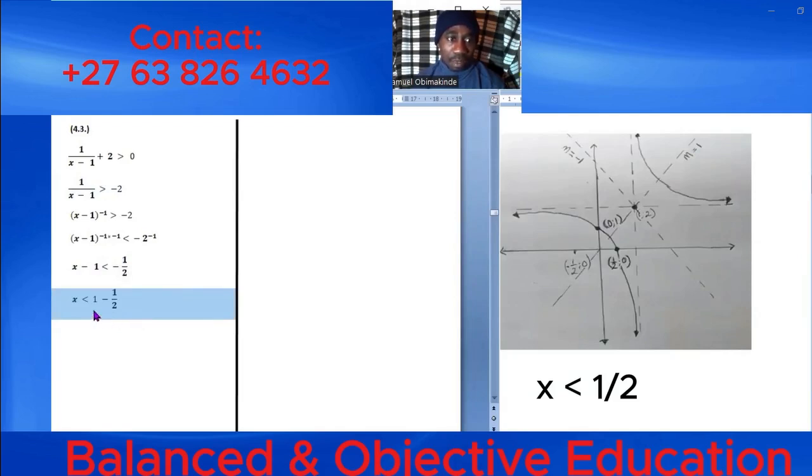So we can transfer that -1 to the other side, and if we do that, it becomes +1. Now, 1 minus half will give us a half. So that means the values of x will be less than half.